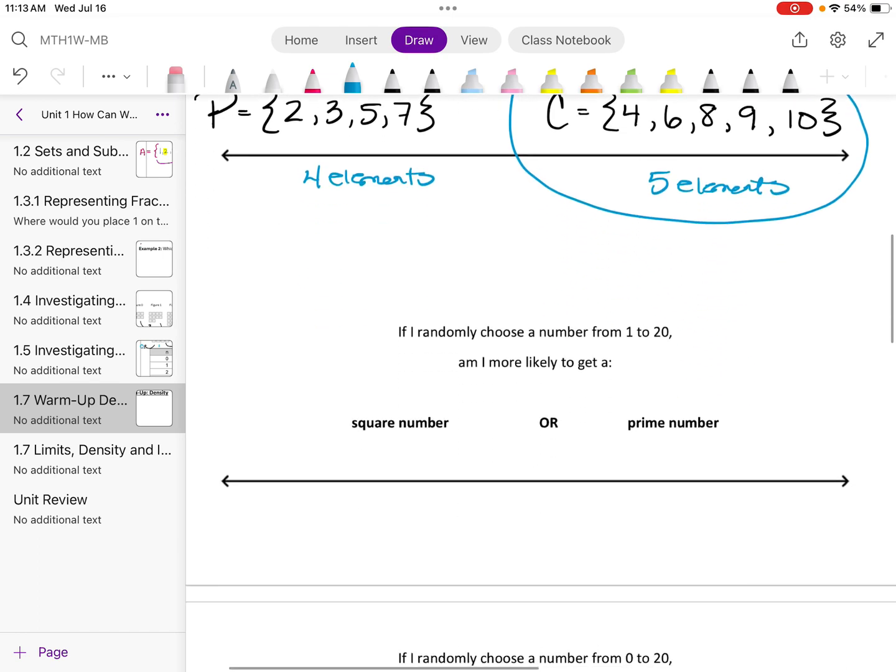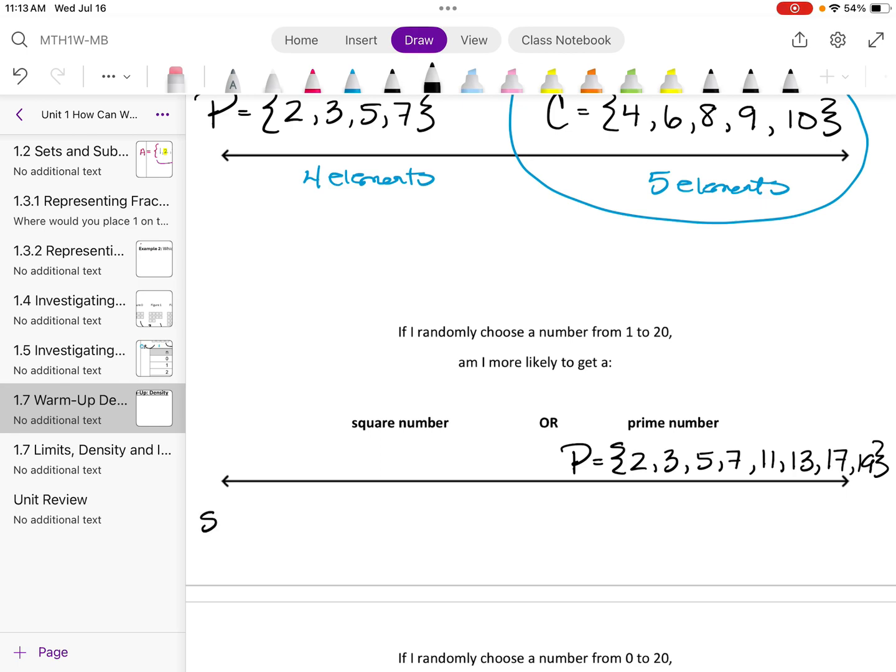Okay. What if you choose from the numbers 1 to 20? Are you more likely to get a square number or a prime number? So I want you to try to pause the video and write out those lists. Okay. So I'm going to start with prime because we had them before. So we had 2, 3, 5, 7. We've got 11, 13, 17, and 19. Those are my prime numbers.